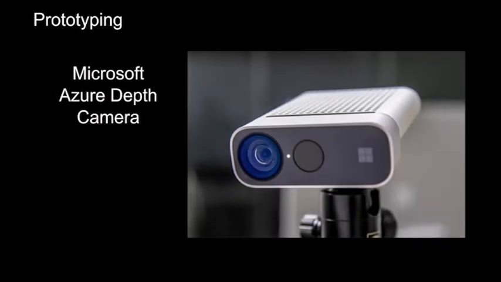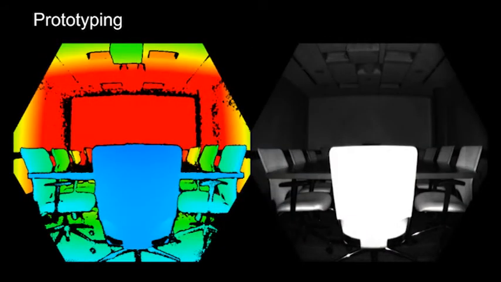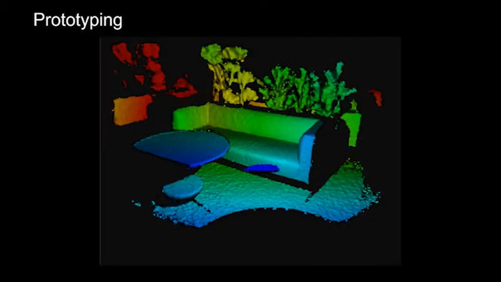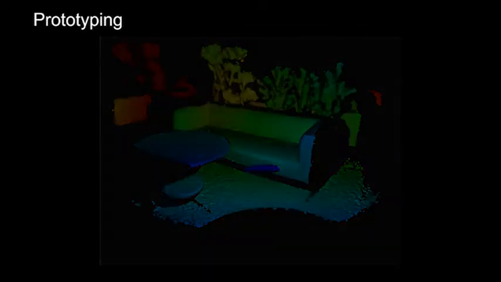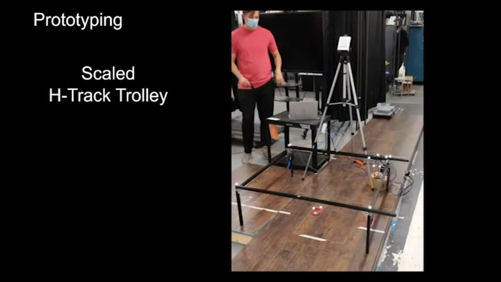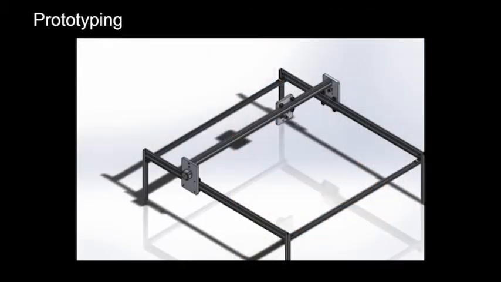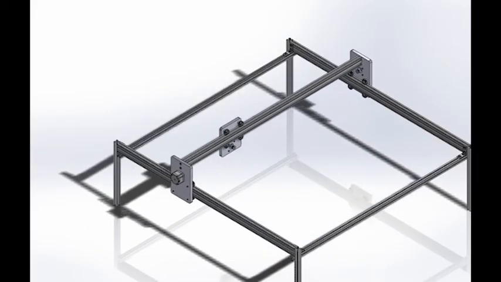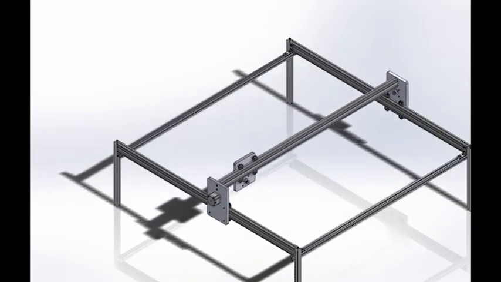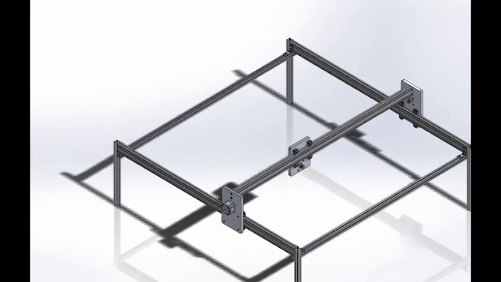3D spatial measurement is done with a Microsoft Azure Kinect depth camera. Given an input of the target's pixel coordinates, the camera measures a 3D vector and the software outputs the target's location in Cartesian coordinates. The scaled H-track frame was designed to replicate the structure of existing H-tracks, with a dynamic crossbar and a motorized trolley which travels perpendicular to the crossbar motion.